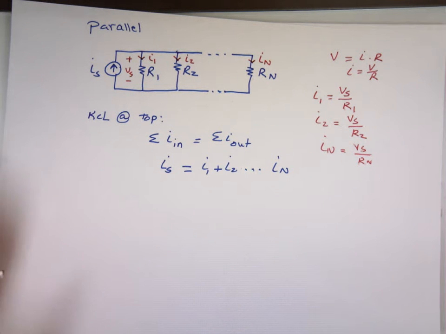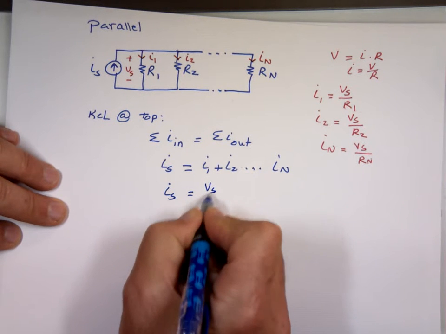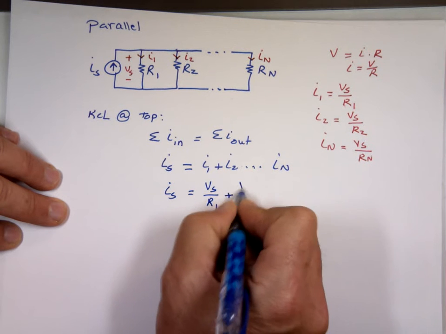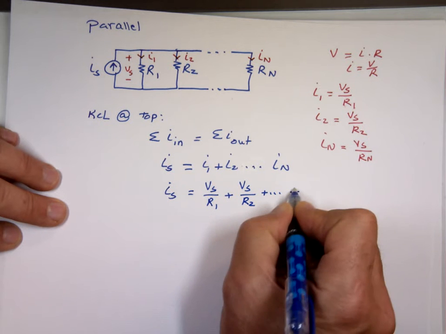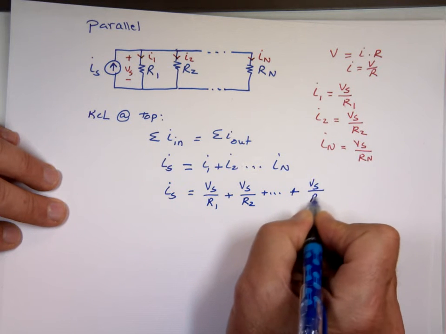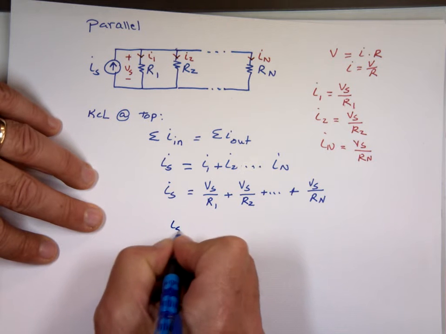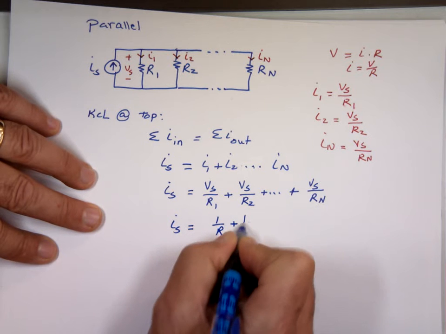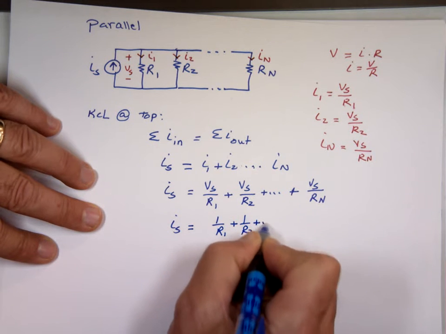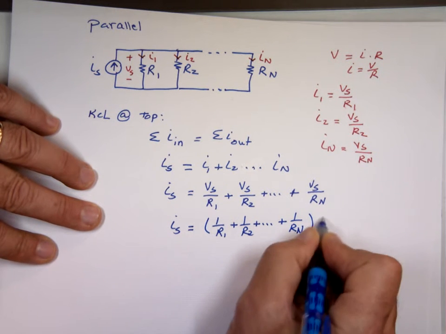So if you do that substitution, you will have I sub s equals Vs over R sub 1, plus Vs over R sub 2, plus Vs over R sub n. If I factor Vs out, 1 over R1 plus 1 over R2 plus 1 over Rn times what? Vs.